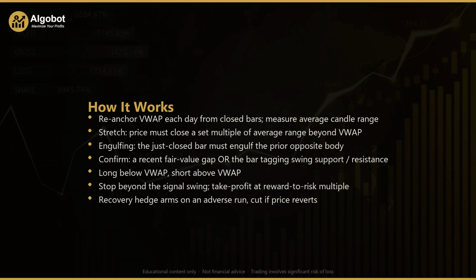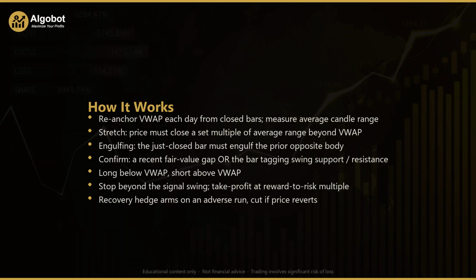Risk control is structural. For a long, the stop is placed below the lower of the last two candle lows, padded by the stop multiple times average range. The take profit sits at the reward ratio times that risk distance, defaulting to 1.6, aiming back toward and through VWAP. The short side mirrors this above the market.